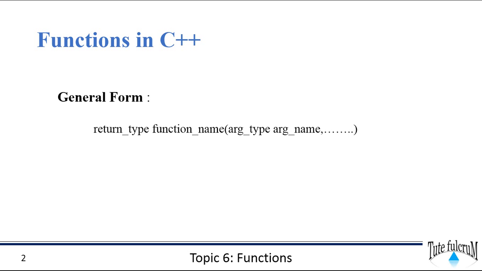The general form of a function is as shown. Specify the return type of your function, the function name, and give your argument list if the function takes any. And within the curly brackets, write the code that your function is going to perform. So let's take a program and understand functions.